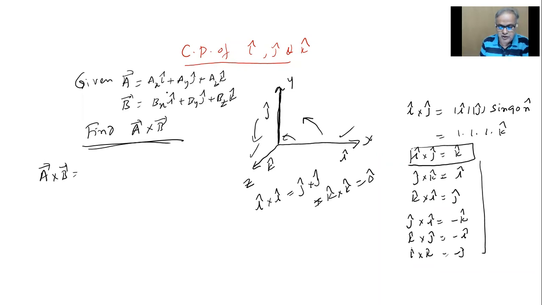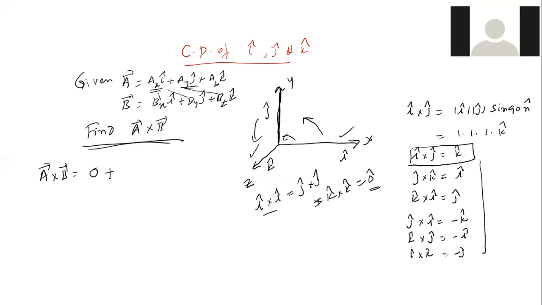AX BX i cross i will be how much? We'll take one and multiply this, this and that. Similarly, take this and multiply this, this and this. Okay? AX BX i cross i is 0. Yeah, 0 doesn't matter. AX BY i cross j will be what? k cap. Okay.